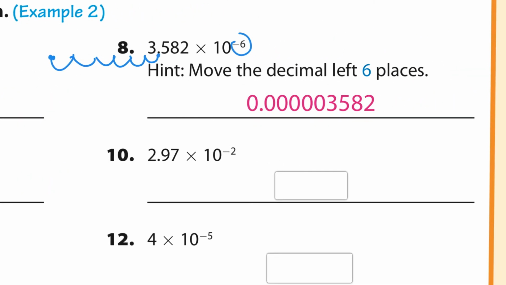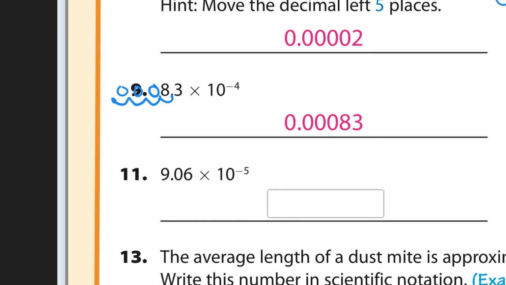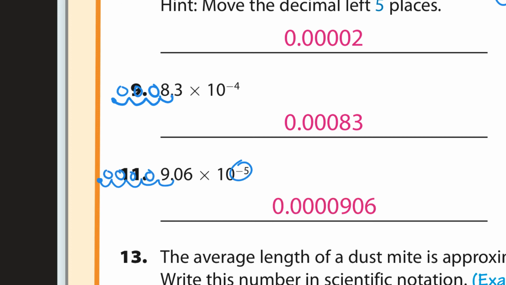And 2.97, I just have to move it 2 times to the left. So 1, 2, 1 zero right there. And I have that. So that's 0.0297. And this other one, we have times 10 to the -5th right there. So move it 1, 2, 3, 4, 5 to the left, and you have 4 zeros. So that's where we get that.